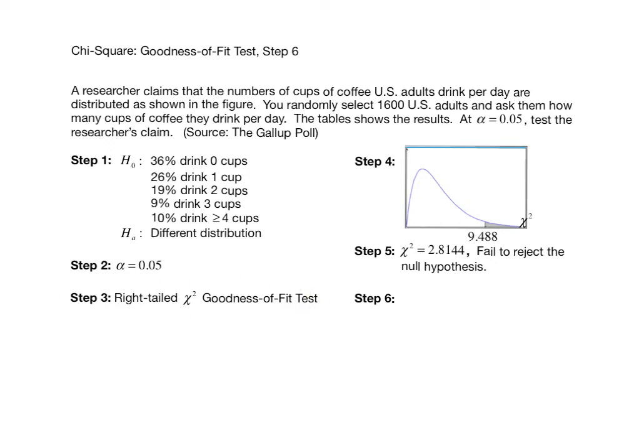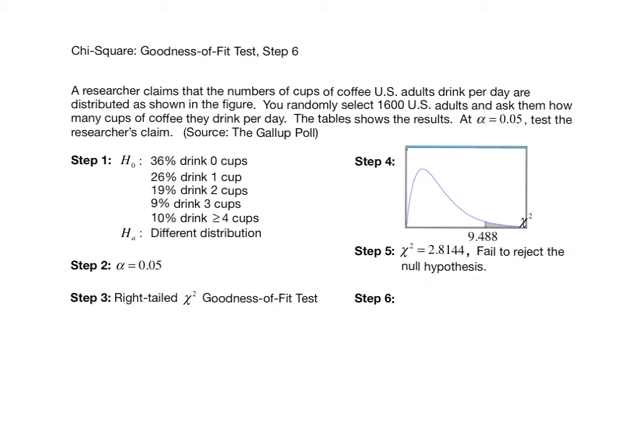In step 4, we've drawn the graph of our probability distribution function, shaded the tail region, and came up with the chi-squared value that separates the fail to reject region from the reject region. Step 5, we did the computation of the test statistic, and we saw that that falls in the fail to reject region, which means you fail to reject the null hypothesis.